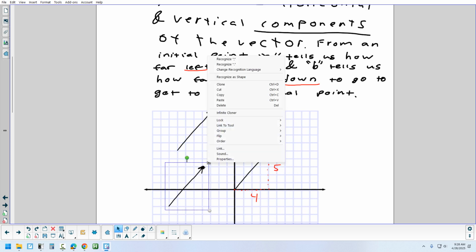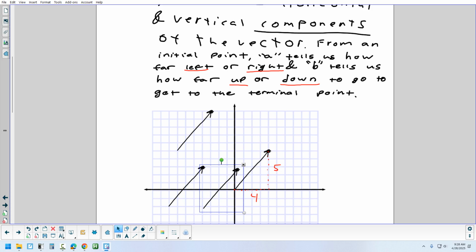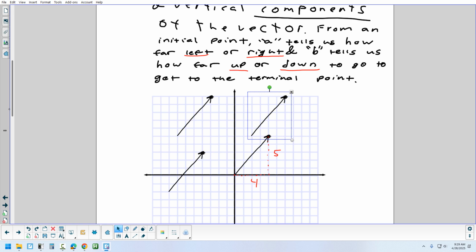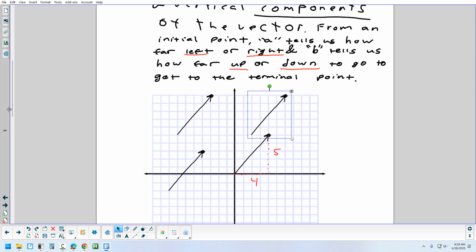That's the vector 4, 5. And I'll put it over here. That's the vector 4, 5. They're all the vector 4, 5. What this notation doesn't tell you is where to put it. You can put it anywhere you want. So if I said to you, draw the vector 4, 5, any one of those is correct.